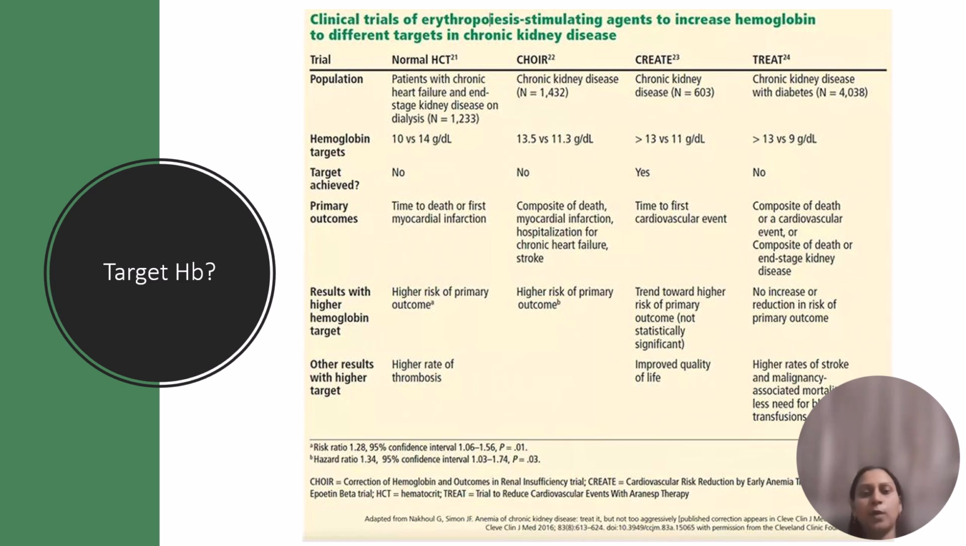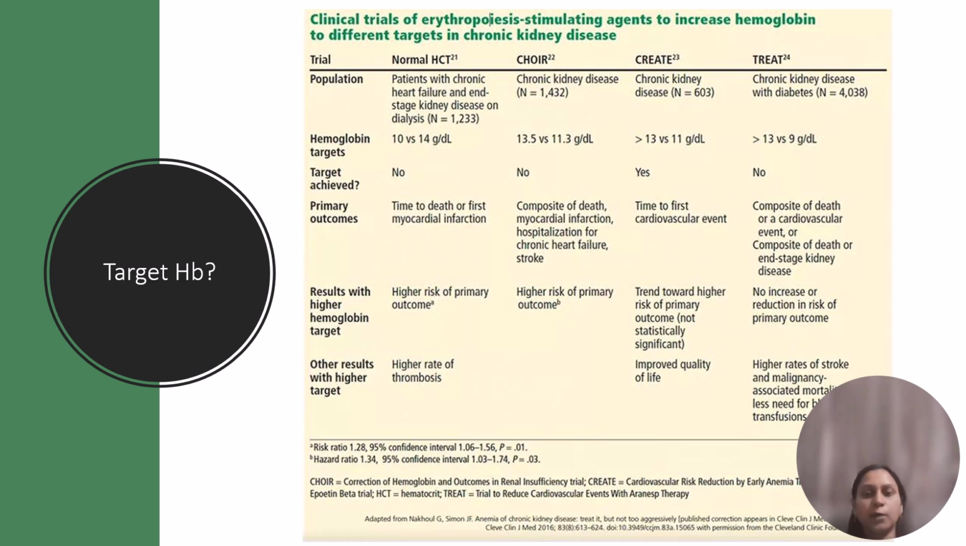Similar results from COIR as well. This was in CKD patients. COIR, CREATE, TREAT, all three in CKD patients but not on dialysis. For COIR, the two groups were 13.5 versus 11.3. And they found that a higher hemoglobin target of 13.5 was associated with death, myocardial infarction, hospitalization for chronic heart failure, and stroke.